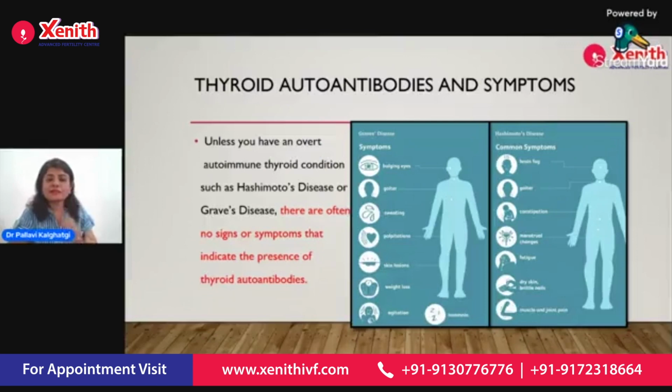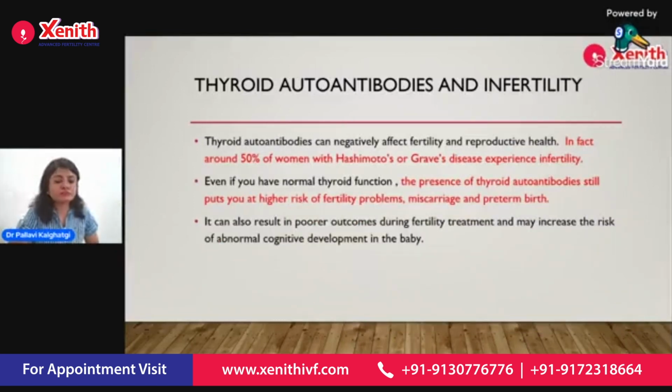So, like I said about Hashimoto's and Graves' disease, in Graves' disease, you will have symptoms similar to hyperthyroidism. Along with that, bulging eyes and goiter, that is swelling of the gland, are prominent features in Graves' disease. Whereas in Hashimoto's, you will have a lot of brain fog and again swelling of the gland. So these are two differences that you would see in both the conditions.